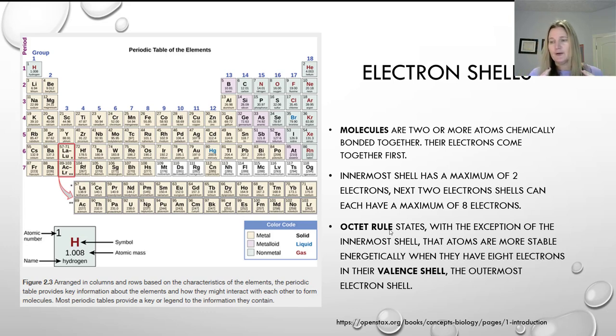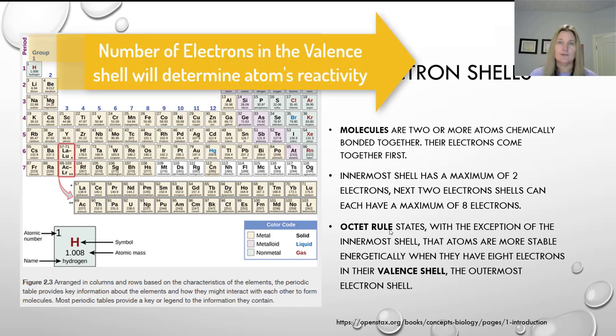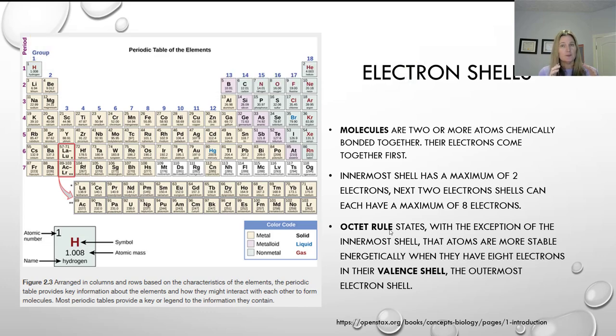And that outermost shell is going to determine the reactivity of that particular atom based on how many electrons are present in that outermost shell. So we call that outermost shell the valence shell. Okay, so it has a certain number of electrons and it wants to fill that outermost shell. So if the outermost shell has a maximum of 8 electrons, and it only has 7 electrons, it wants to gain an extra electron to become most stable, okay?